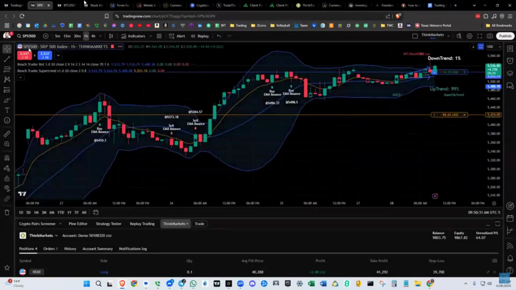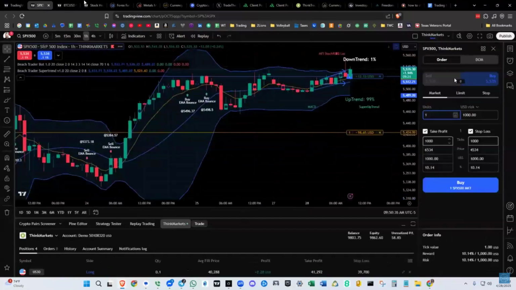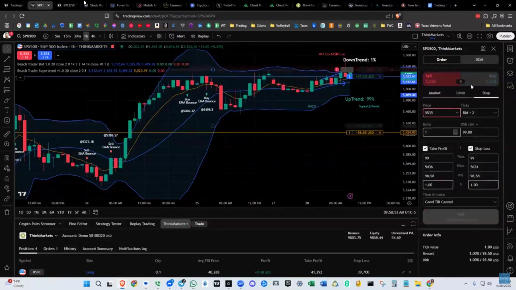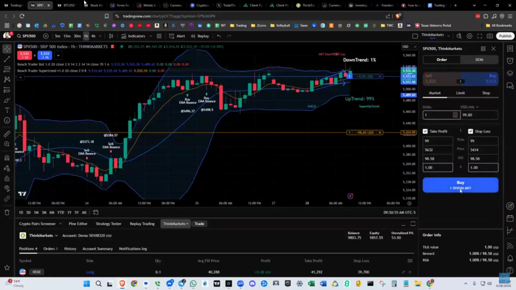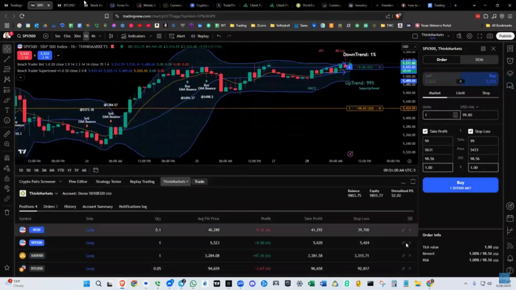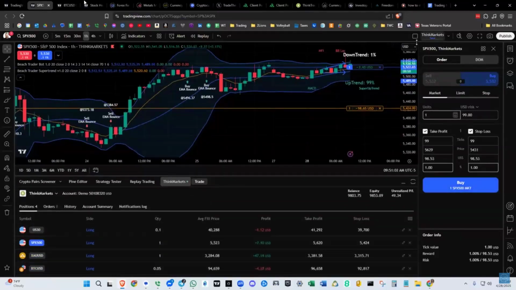So now that I'm on the SPX 500 on Think Markets, I can hit the trade, and then it pulls up my trading window right here. And then I'm able to set my take profit and my stop loss, and then I can buy or sell. You can even do limit and stops, but obviously just do market orders. And these are the trades I got going at the bottom here. So that's it. Nice. Good job, man.